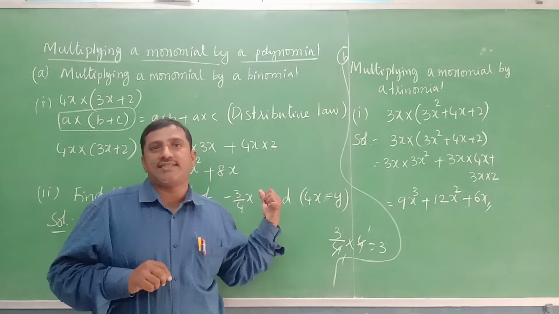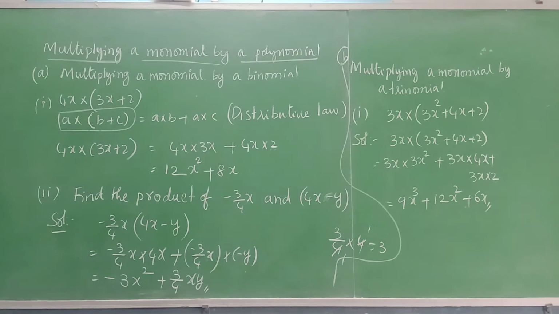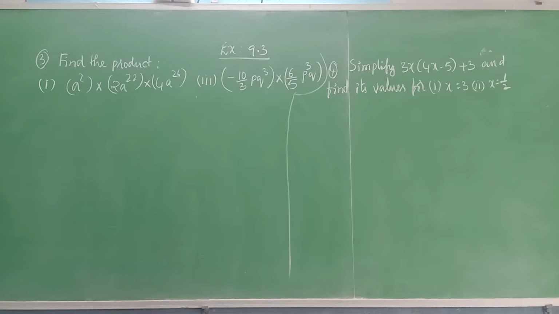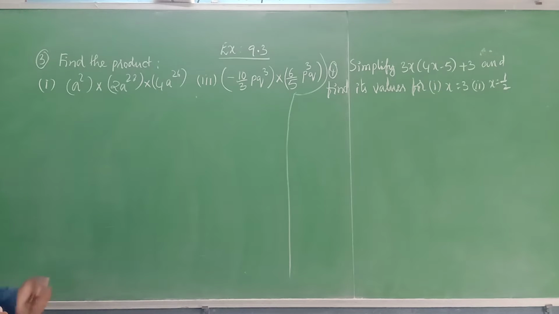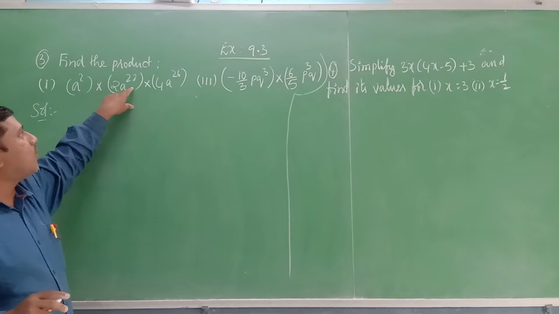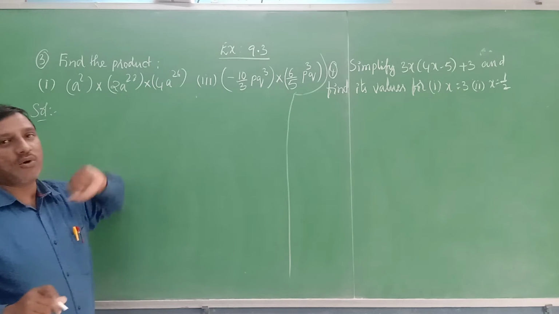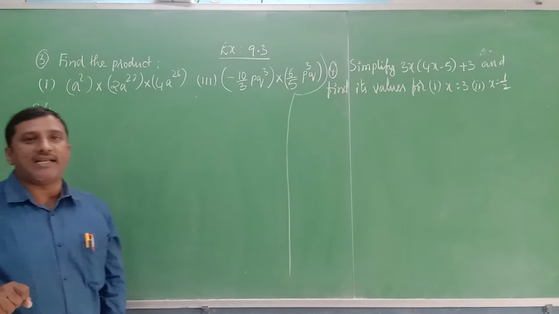Now let us discuss exercise number 9.3. Third bit. Find the product. In that, the first one is a square into 2a to the power of 22 into 4a to the power of 26. Here three monomials are to be multiplied.